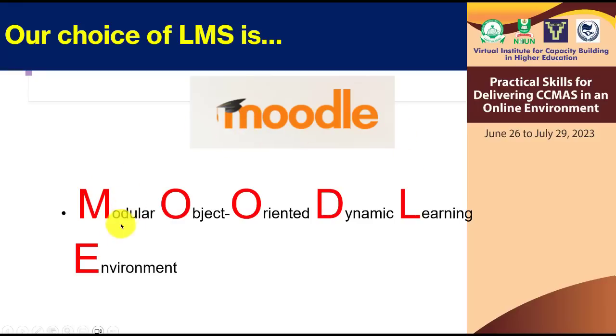So this one is modular. The M here is modular. It used to be called Martin's. Mr. Martin, Martin with apostrophe S. Martin's object-oriented. O is object, O is oriented, D is dynamic, L is learning, and E is environment. You will see how this one will be Mr. Martin in a little while.